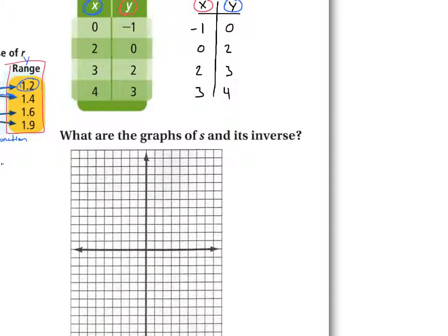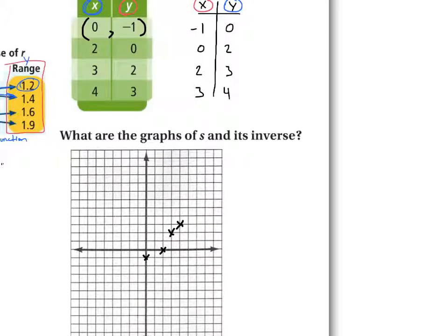In graphing the original relation, remember that a table of values gives me these as points. That's all these are. It's a point. So I'm at 0, -1. So 0, -1 is right there. Then I'm at 2, 0, 3, 2, and 4, 3. All right, so there's the first relation graphed.